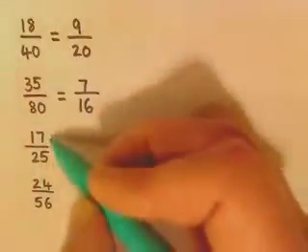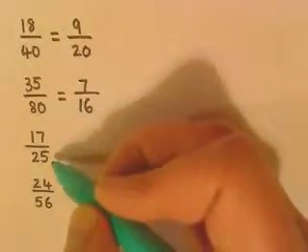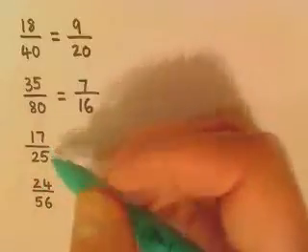This fraction here, 17/25ths, the only common factor of both 17 and 25 is 1. So this fraction here is in its simplest form already.